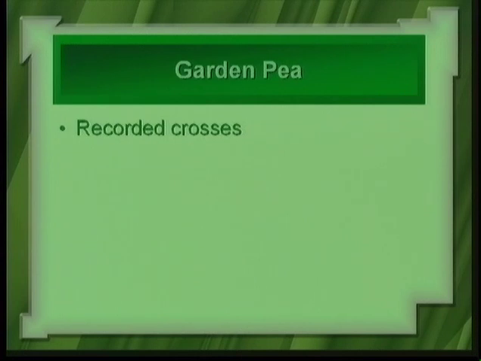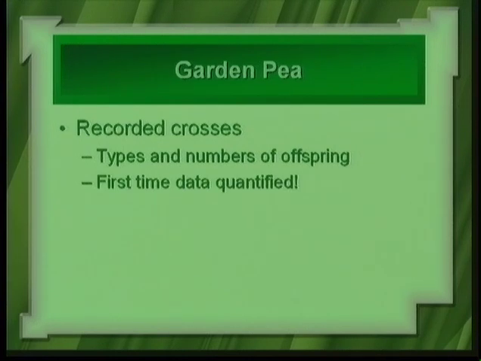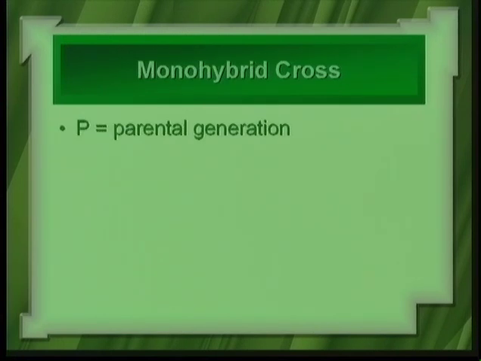Okay, we're going to get into that in a little bit. So he recorded the types of offspring he got and the numbers of offspring that he got. And this is exciting because it was the first time in biology that data was quantified. He actually counted and recorded and did these amazing experiments. Okay. So, monohybrid crosses.